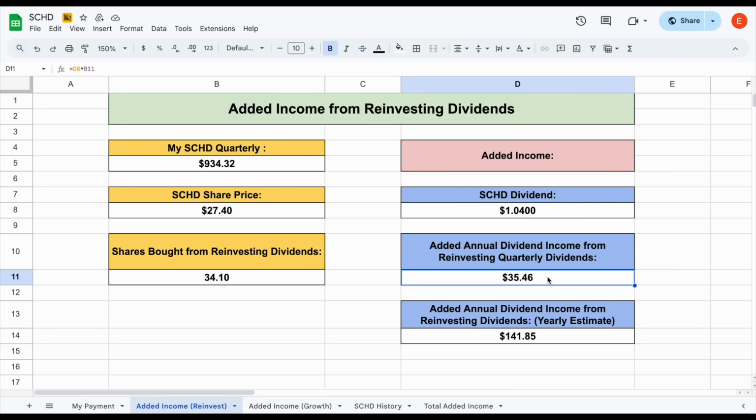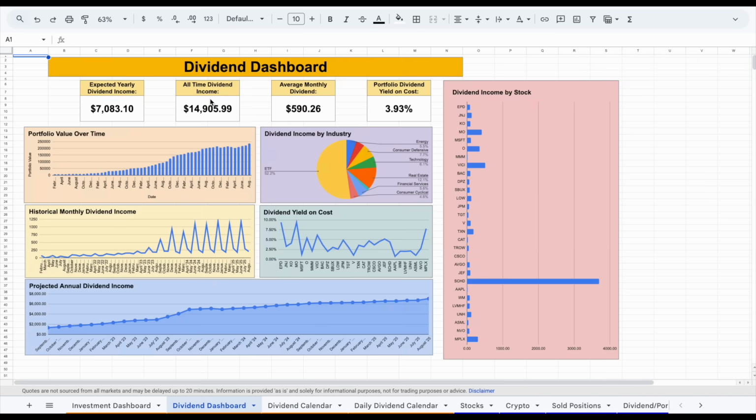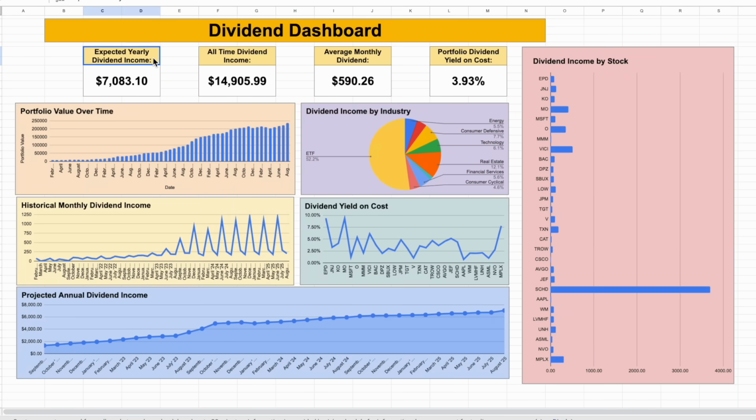And if we look at it on a yearly basis, it'd be about $141.85 added on to my annual dividend income. So that's money that would come to me every single year and will be growing every single year. For example, if we jump over to my dividend dashboard, we can see right now my expected yearly dividend income is coming in at over $7,083. Well, simply by reinvesting my SCHD dividends on a yearly basis, this will jump up to over $7,200, and it's going to continue to climb higher every single year.